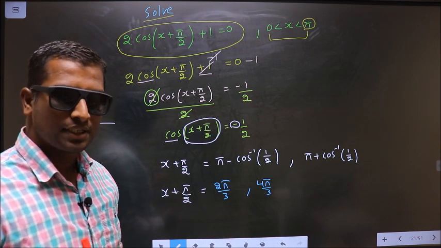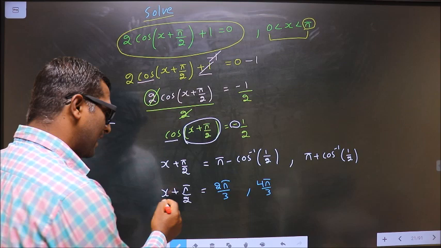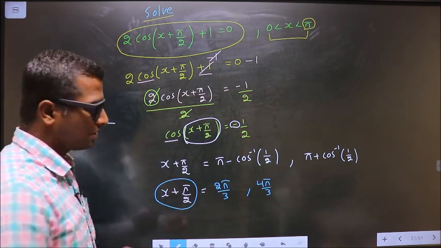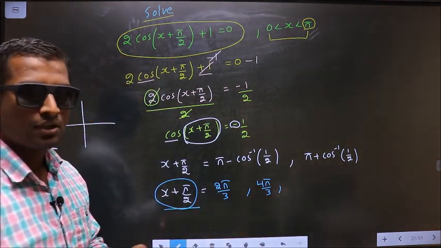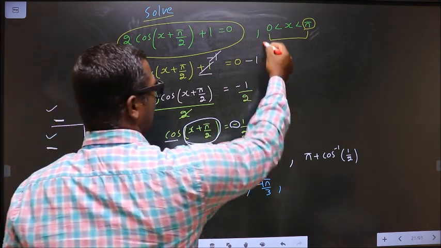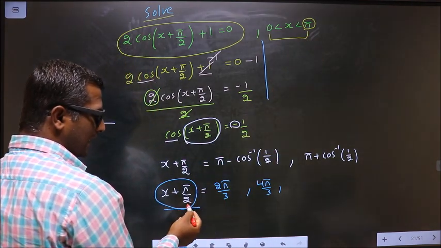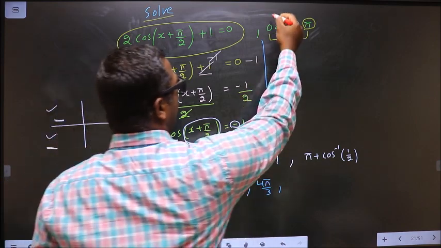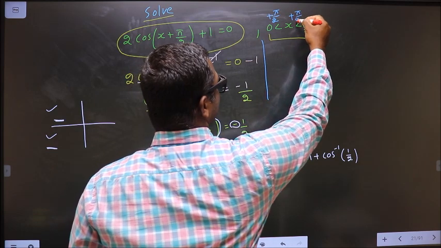Now, the question arises, in what interval should the values of this lie? How many values shall I find for this? To answer that, we should do this. Here x lies in the interval 0 to pi. We need x + pi/2. To get this, we should add pi/2 everywhere.